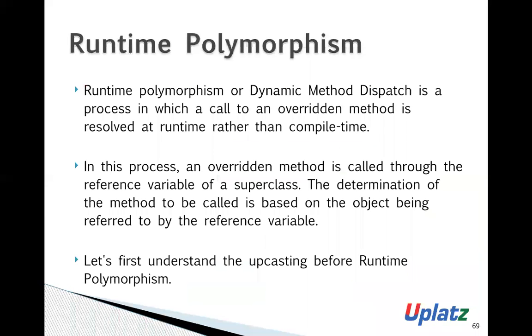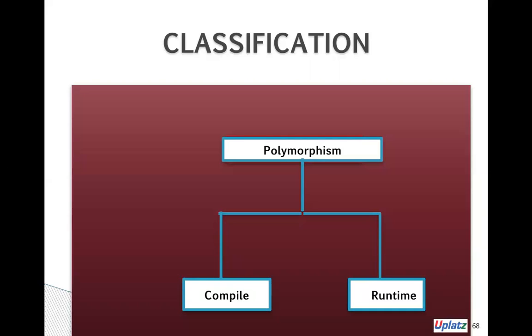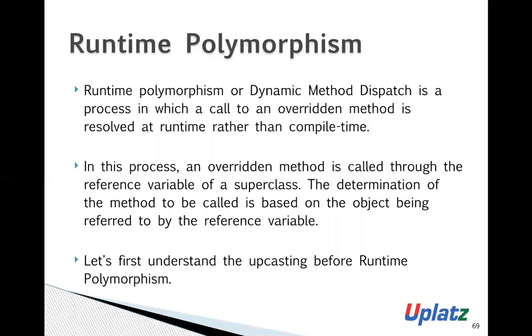I'm going to discuss runtime polymorphism first. As I said before, polymorphism can be broadly classified into two categories, compile time polymorphism and runtime polymorphism. Compile time polymorphism is achieved by means of method overloading, and runtime polymorphism is achieved by means of method overriding in Java.